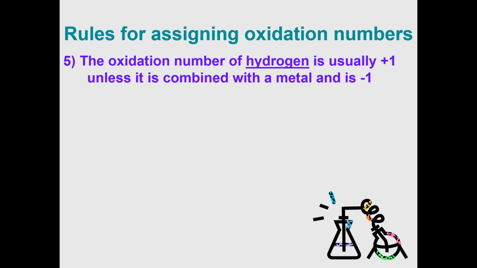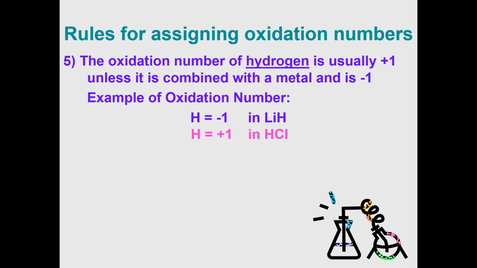Rule number 5, the oxidation number of hydrogen is usually +1 unless it's combined with a metal. So this is a case where you find hydrogen in the front of a formula or in the back of a formula. If it's in the back of the formula, kind of acting as an anion, it is going to have an oxidation number of -1. If you find hydrogen in the front of a formula, which we typically see, the oxidation number is going to be +1.